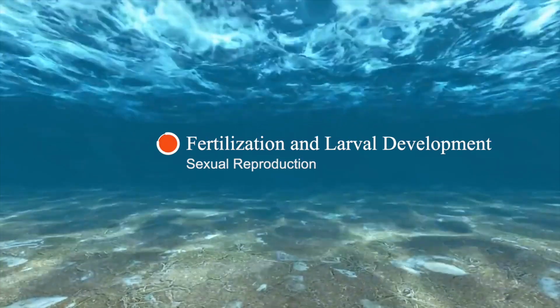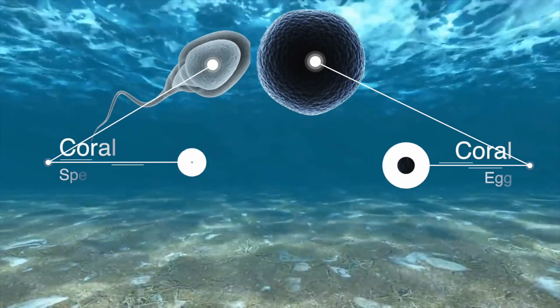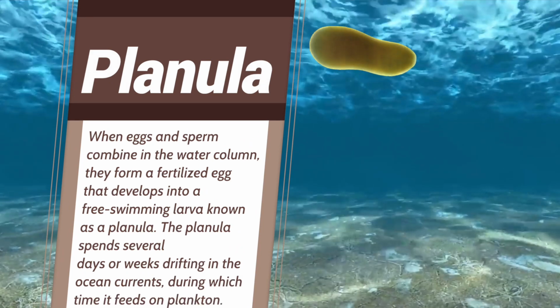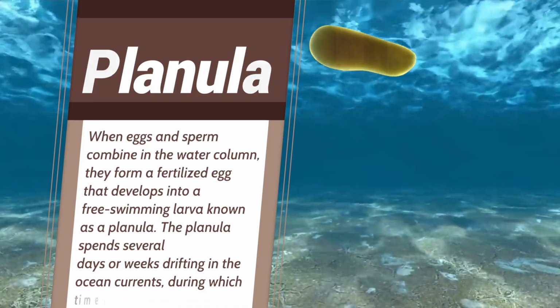Fertilization and larval development. When eggs and sperm combine in the water column, they form a fertilized egg that develops into a free-swimming larva known as a planula. The planula spends several days or weeks drifting in the ocean currents, during which time it feeds on plankton.